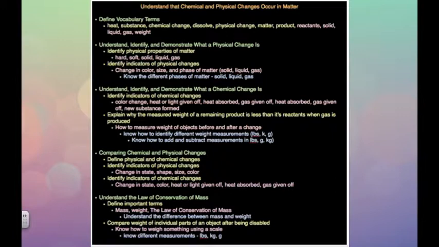Next task, understand, identify, and demonstrate what a physical change is. They need to identify physical properties of matter, and here are the properties that I need to make sure I cover in my unit. Identify indicators of physical changes. Here are the indicators, and then here are the phases of matter that I need to make sure I cover. I'm not going to go through each section. I'll actually pause and let you look through this.